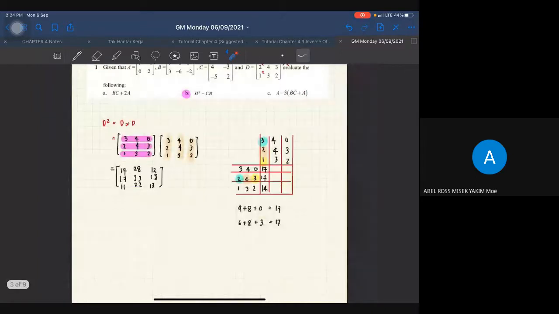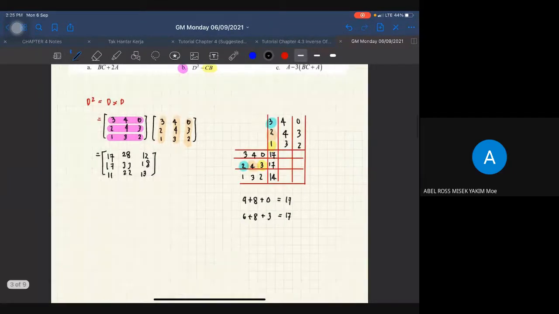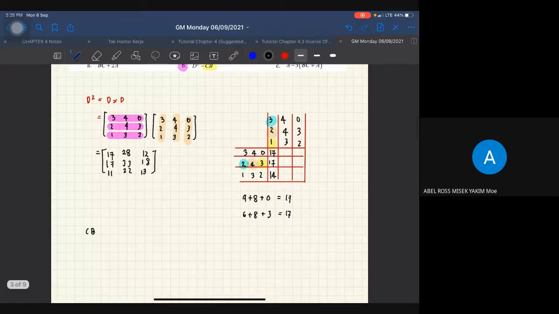Okay, so untuk CB, the second matrix multiplication, soalan minta kita cari C darab B. Guna method yang sama, awak buat table macam ni juga. Awak susun first matrix tu mengikut row, and then the second matrix tu ikut column, lepas tu awak darab dan tambahkan saja. Untuk second matrix ni apa jawapan awak?